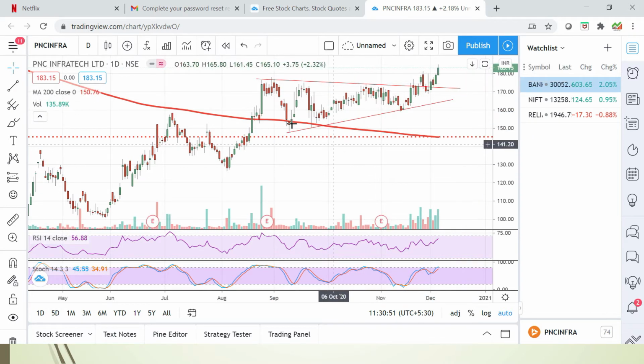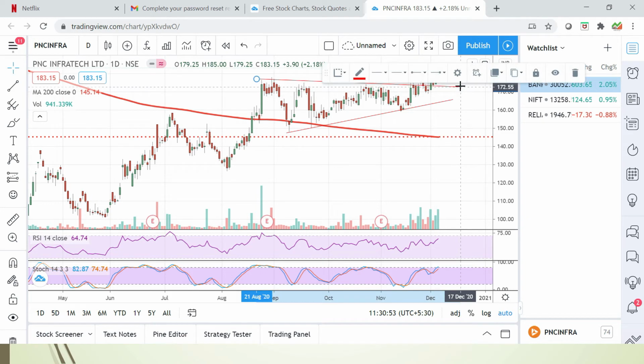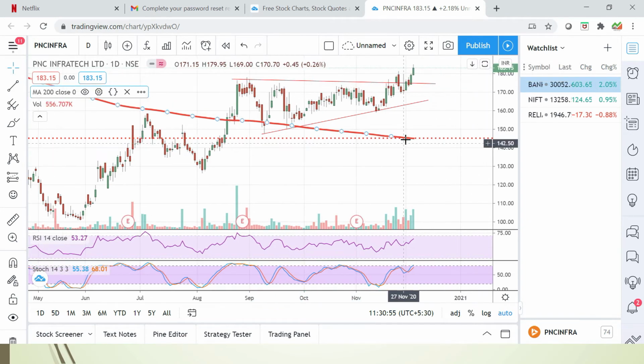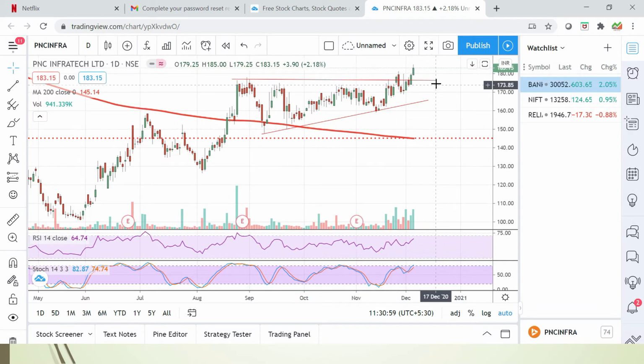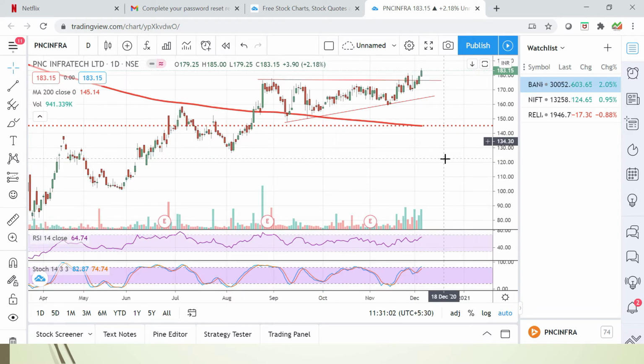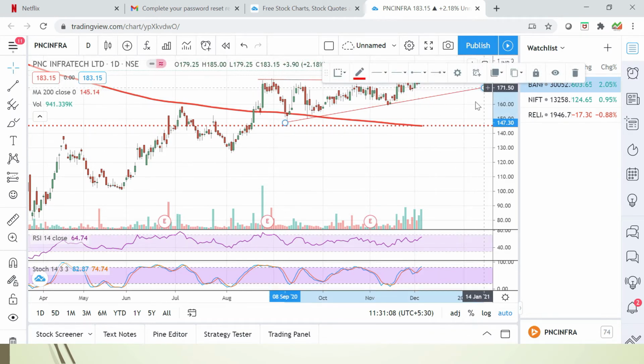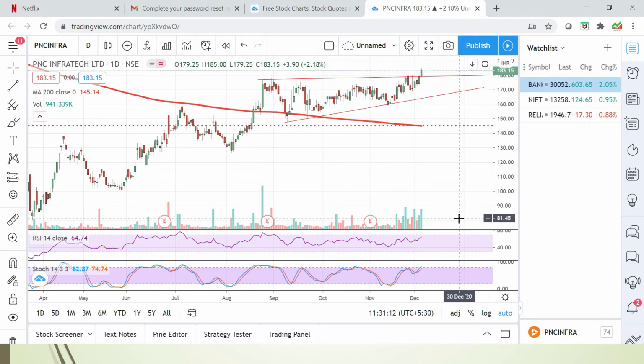What we are seeing, in fact, if I make this more of a horizontal line, we join the other two. Okay, so what's the pattern we see? It's an ascending triangle. If I extend this further, these two lines are going to meet someday and make an ascending triangle kind of pattern.